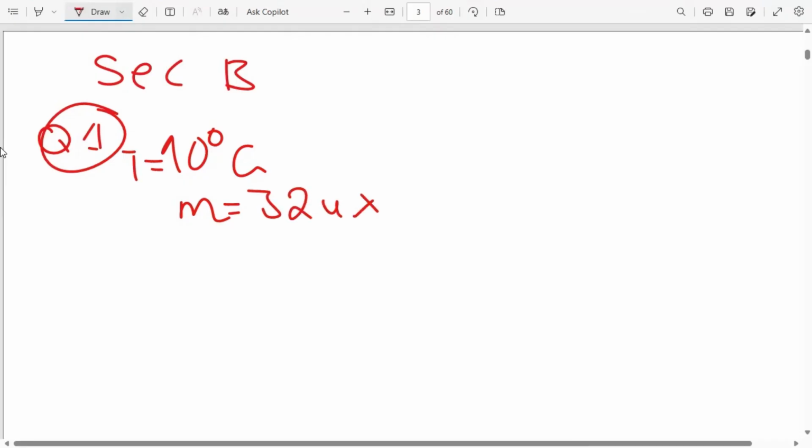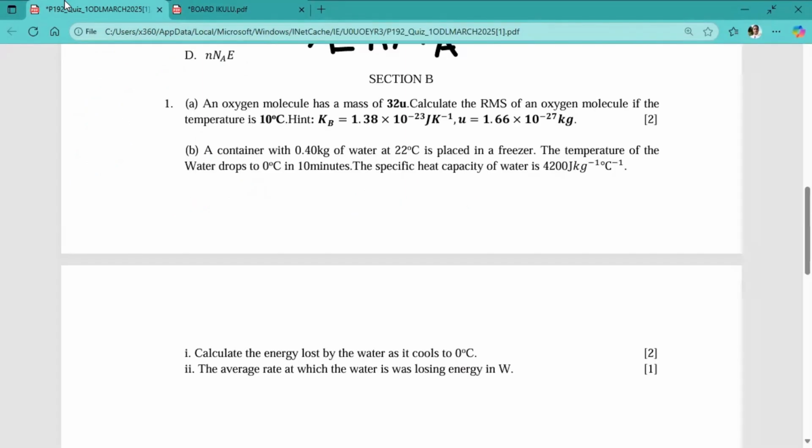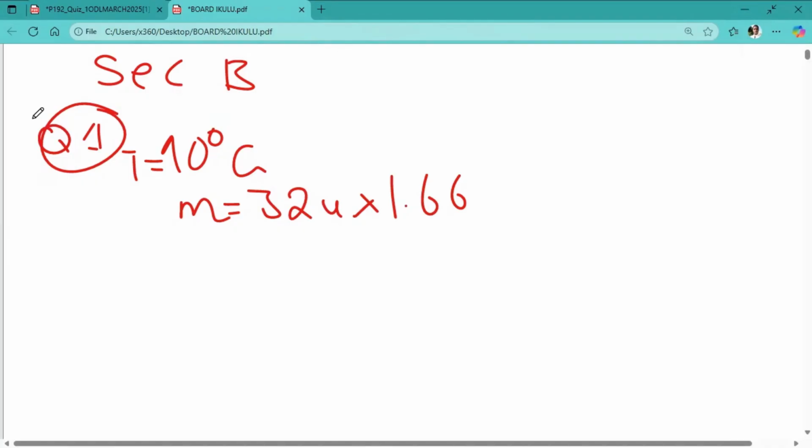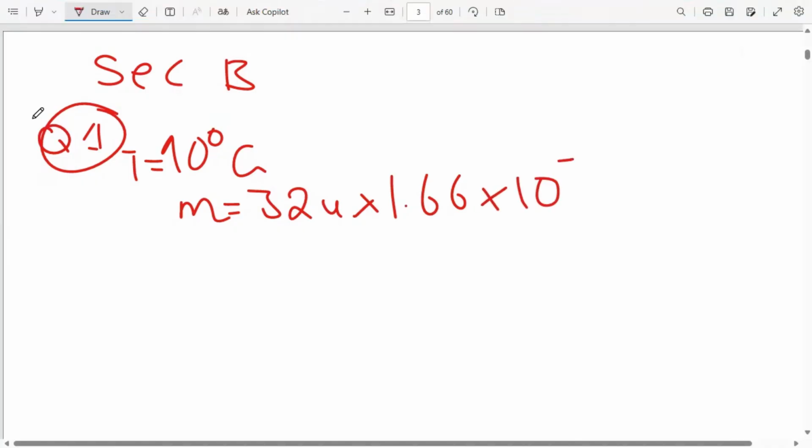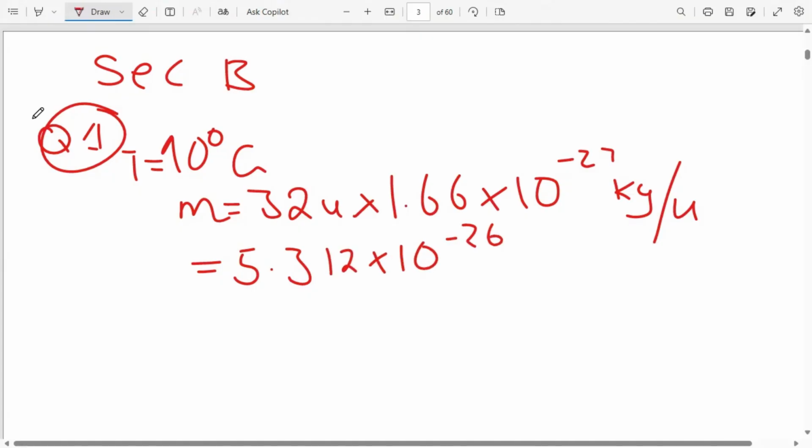So we can convert this into kilograms by multiplying it by its conversion factor, 1.66 times 10 to the power minus 27 kg. That means our correct mass in kilograms will be equal to 5.312 times 10 to the power minus 26 kilograms. So this is our actual mass in kilograms.